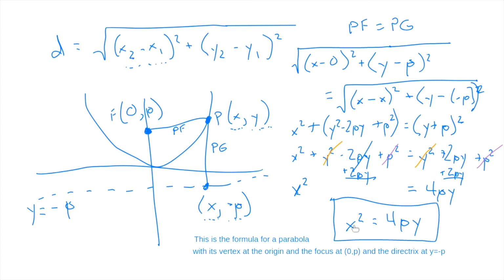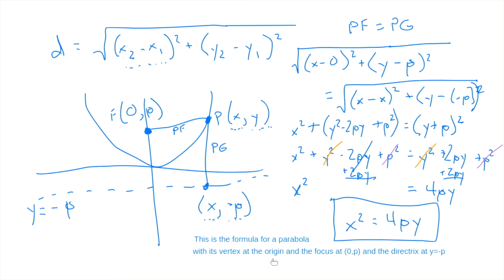I appreciate it. Here's this formula, x squared equals 4py, and this is the formula that if we said to memorize, well, that's what you would have to memorize. And what's so powerful about it? This describes every single parabola. And you say, no, it describes a parabola that has a focus at (0, p) and a directrix at y equals negative p with the vertex at the origin.